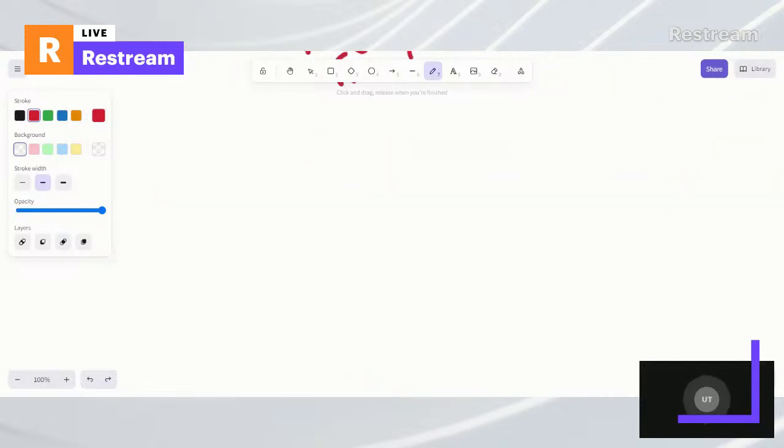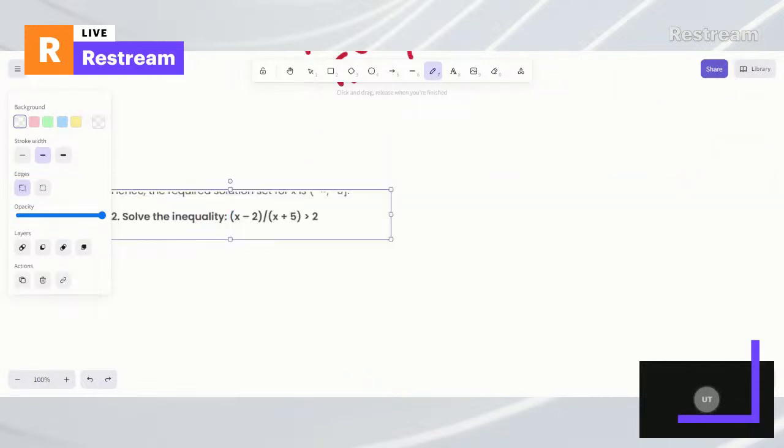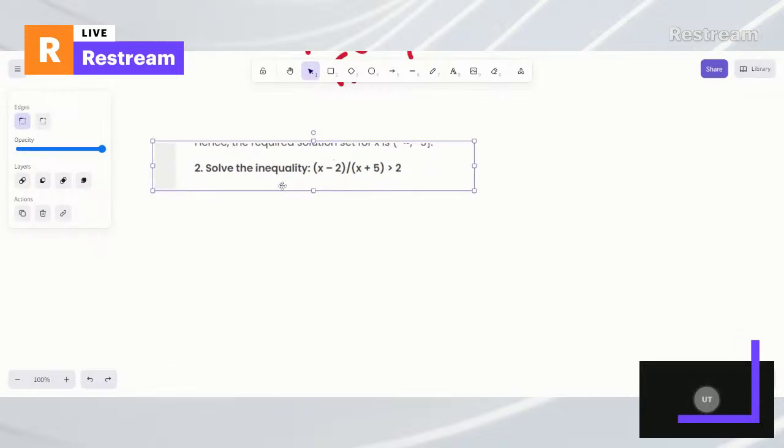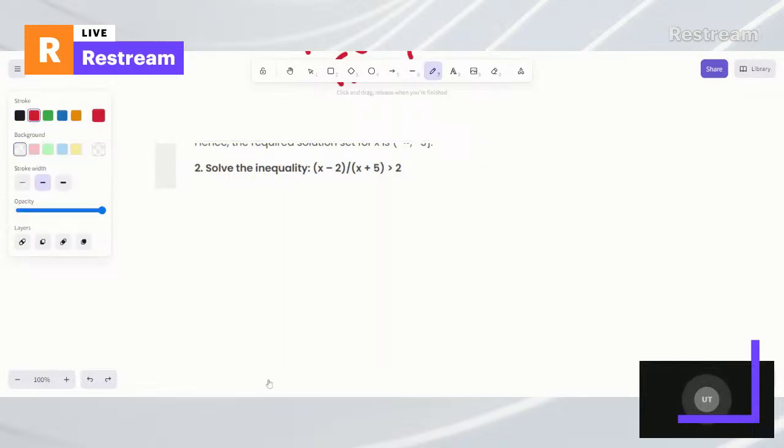So now you have a question like this. I hope everyone can see the question. Solve the inequality (x minus 2) divided by (x plus 5) is greater than 2. Now what does it mean? It means that (x minus 2) divided by (x plus 5) is greater than 2.